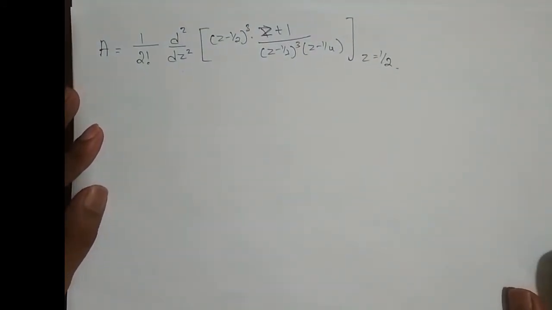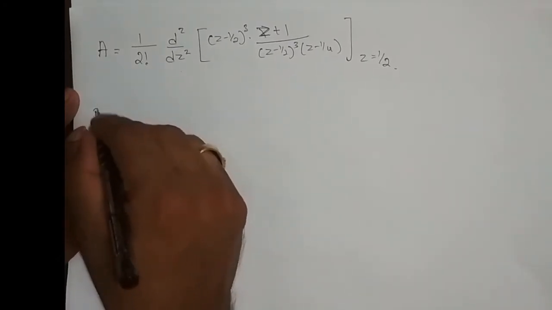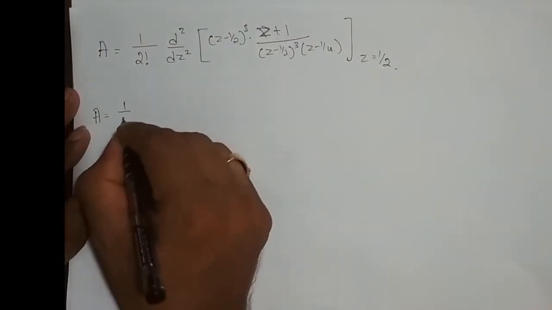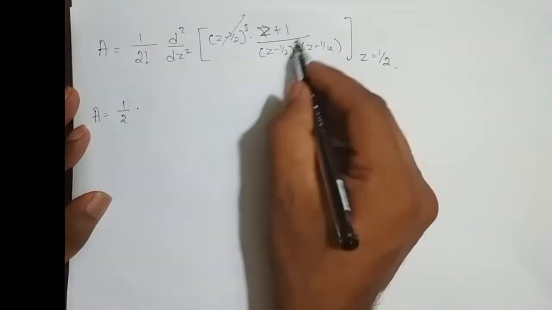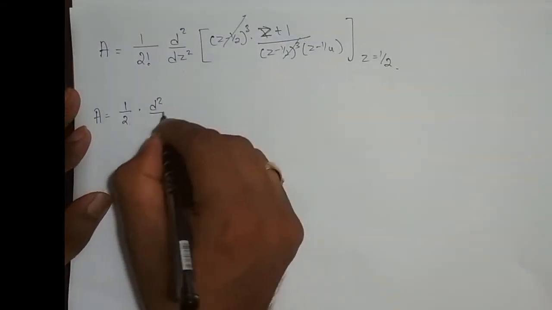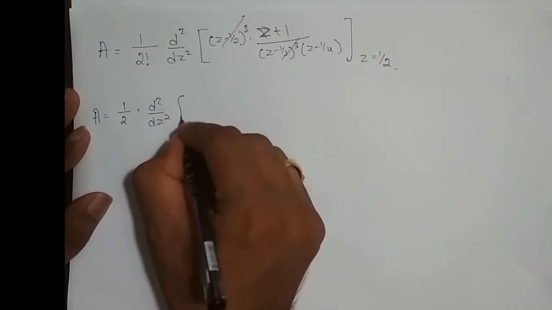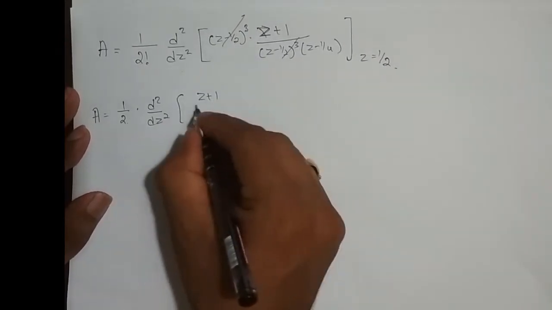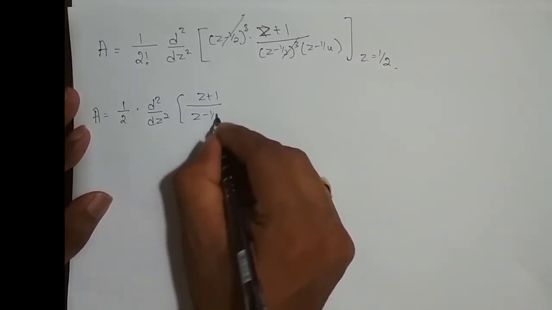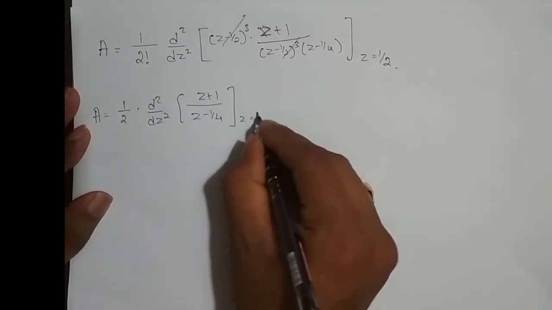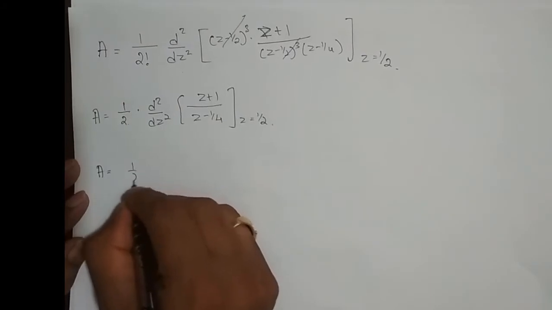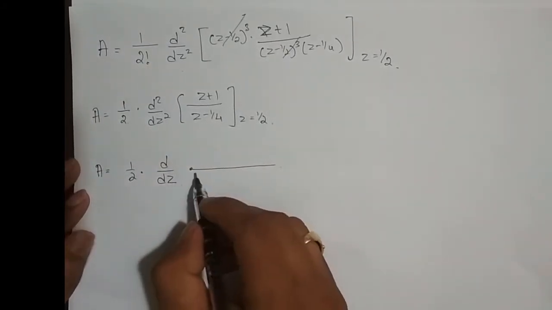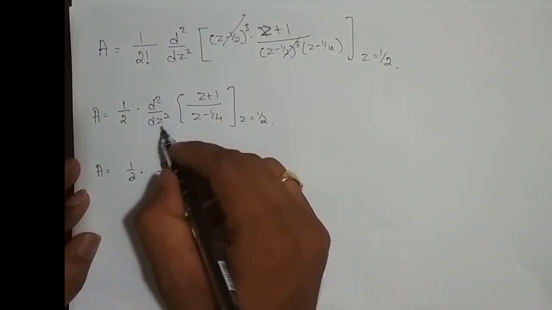So this was the formula we had. So we'll do this. A is equal to 1 by 2 factorial, which is 1 by 2, into this part, and this part goes out. So d square by dz square of, so I end up with numerator z plus 1 divided by denominator z minus 1 by 4, at z is equal to 1 by 2, right? So a is equal to 1 by 2 into d by dz of, so I have to differentiate it twice.